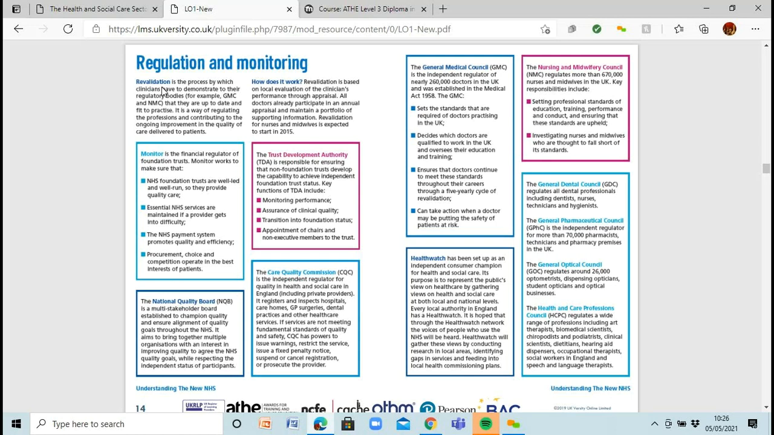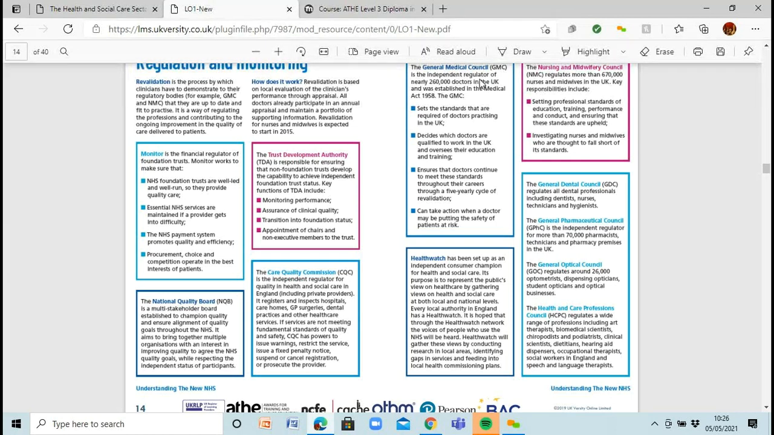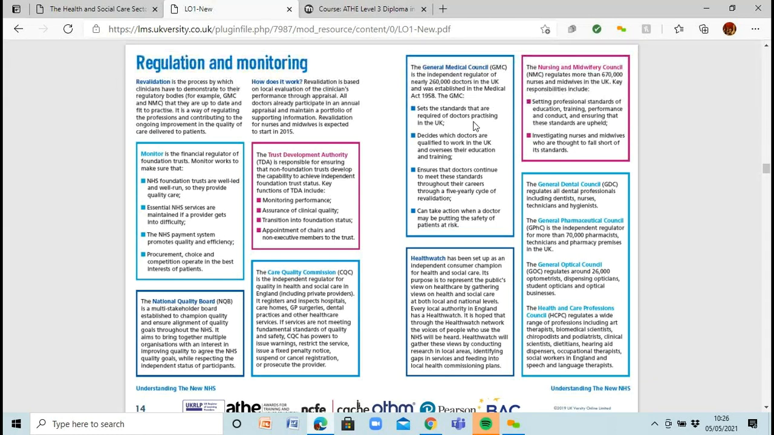So they keep making sure that they've got their training, that they're up to date, that they're providing services that are up to date and current. That's what they need to do to make sure that they're revalidated. Now we've got a little section on here about the General Medical Council, just to point one out. This is an independent regulator. It sets the standards that are required for doctors practicing in the UK. It decides which doctors are qualified to work in the UK or overseas, depending on their education and training. And it ensures that doctors continue to meet these standards.